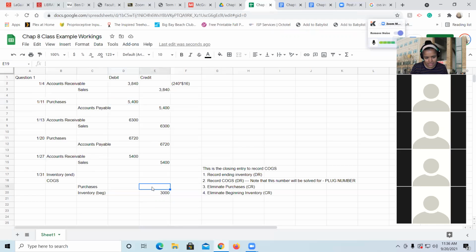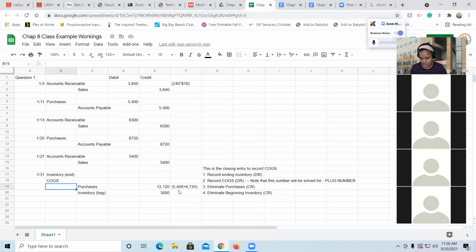So what I'll do is I'm going to add up those two purchases numbers. The 5,400 and the 6,720 is going to give me 12,120. So I'll put it over here so you guys know where this number came from. 5,400 plus 6,720. So I know that. So I've already built out the credits for my journal entry.